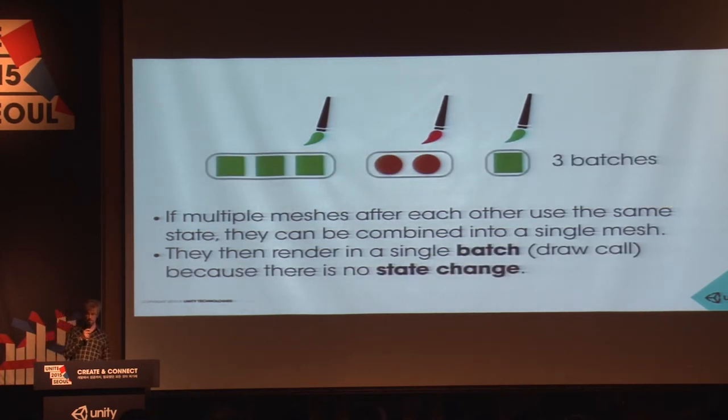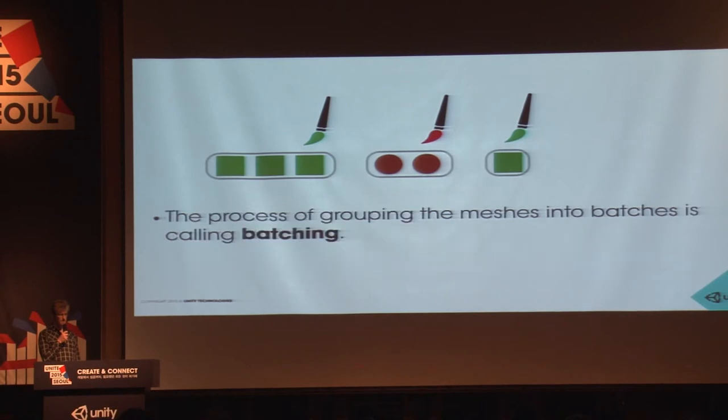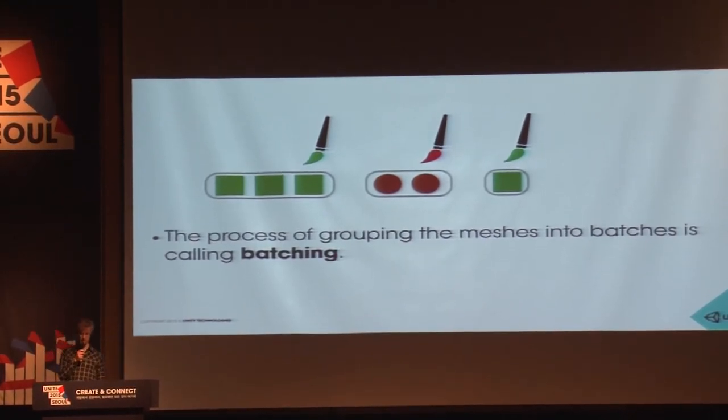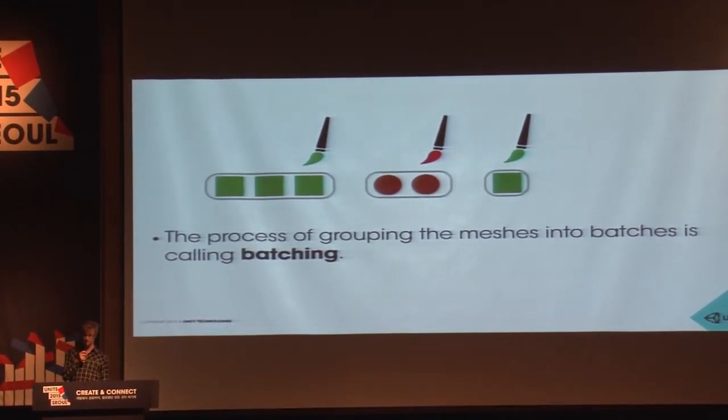If multiple meshes after each other use the same state, they can be combined into a single mesh. They can then render as a single batch. We also call this a draw call. And it can do this because there's no state change. The process of grouping the meshes into batches is called batching.